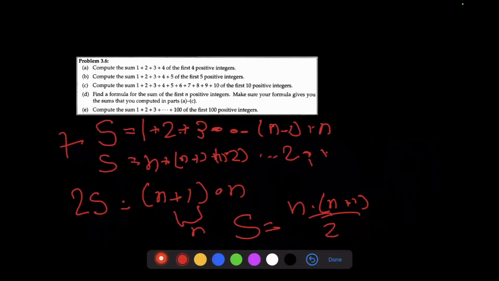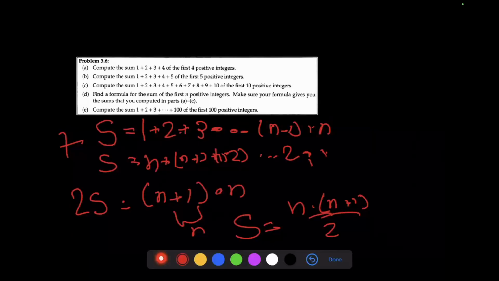We check it on the following numbers. 4 times 5 over 2, 10. 5 times 6 over 2, 15. 10 times 11 over 2, 55. So now let's compute the sum of the first 100 numbers. 100 times 101 over 2 is 5050.